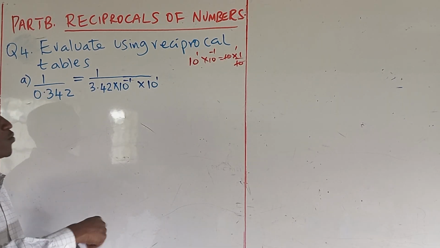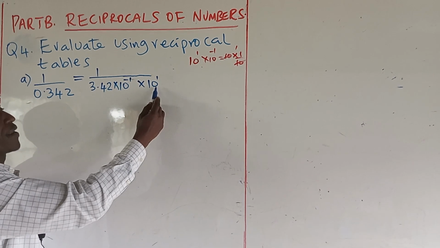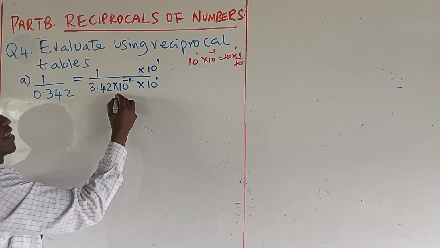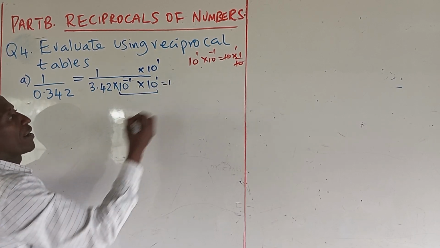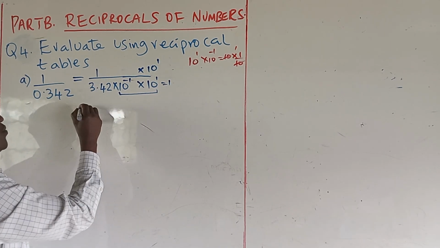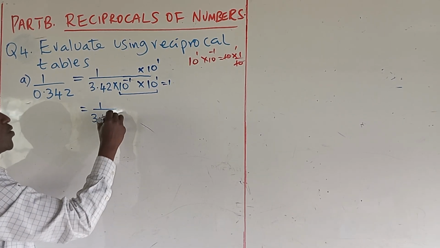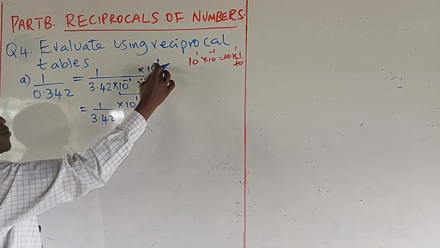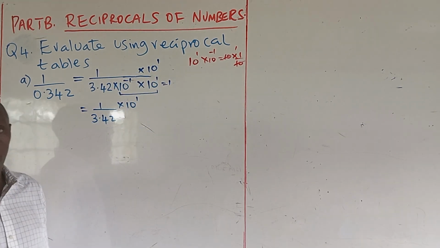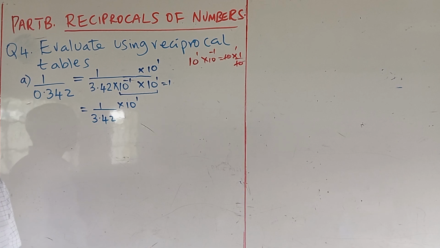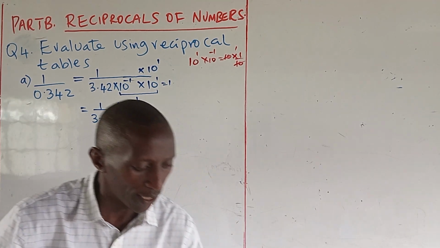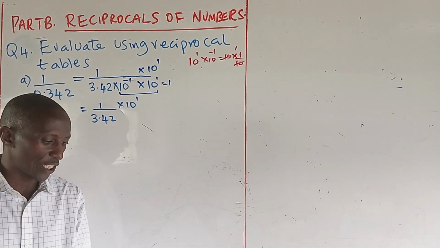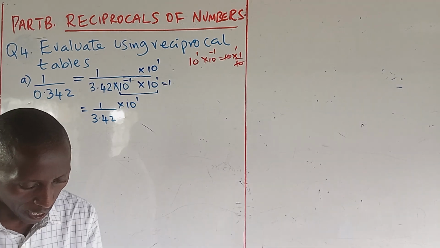So what we are going to do is we introduce 10 to power 1 on both denominator and numerator. This portion here becomes 1, as we have seen there. So indeed we are talking about 1 all over 3.42 times now 10 to power 1. When we multiply by 10 on both sides, we do not change the value of the number. So from the mathematical table now we read, it is important that we are able to read the reciprocal of that number. We get to our mathematical tables and we read on reciprocals.